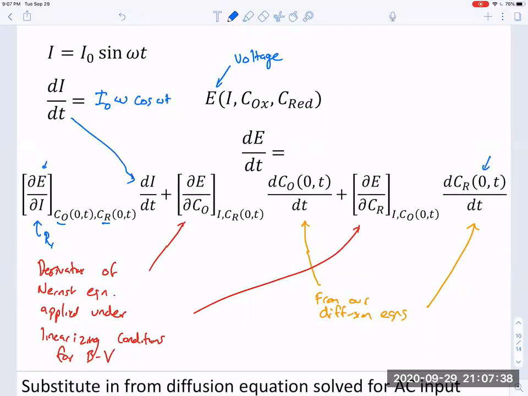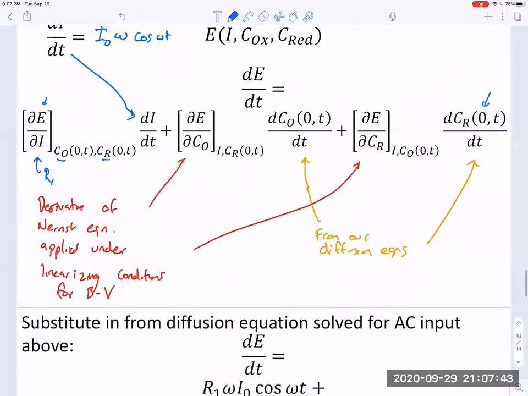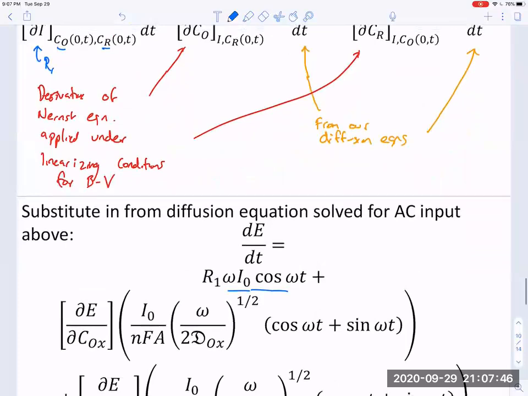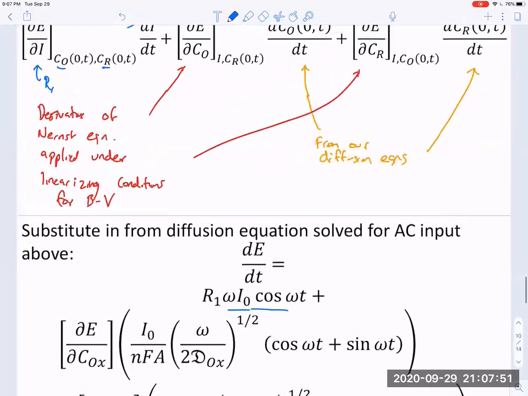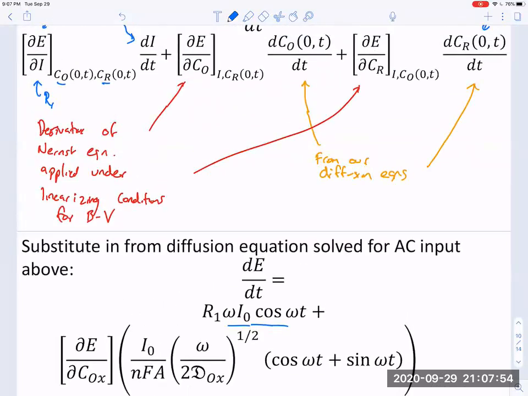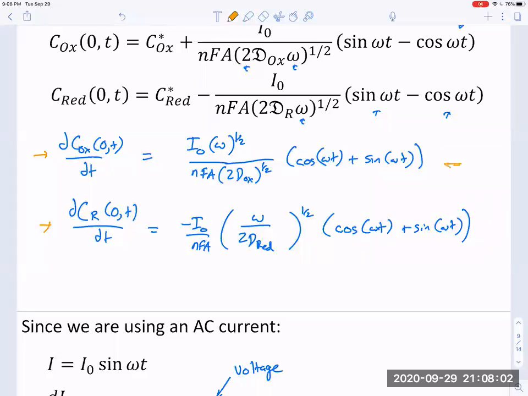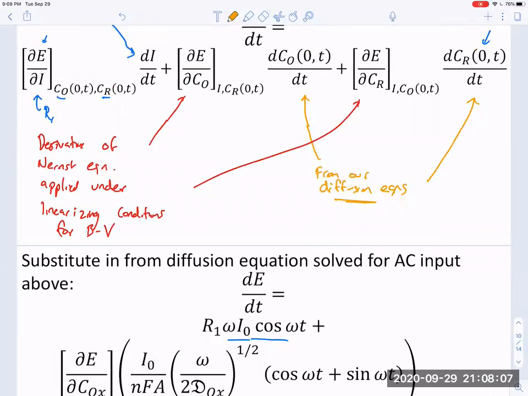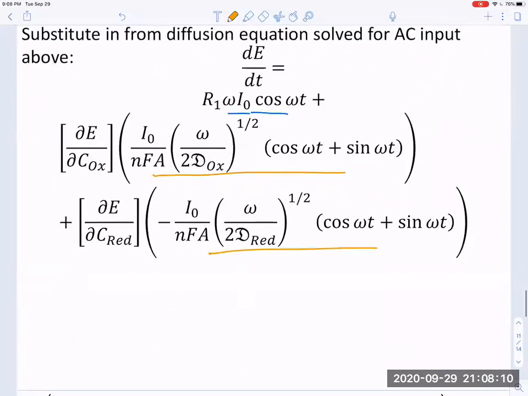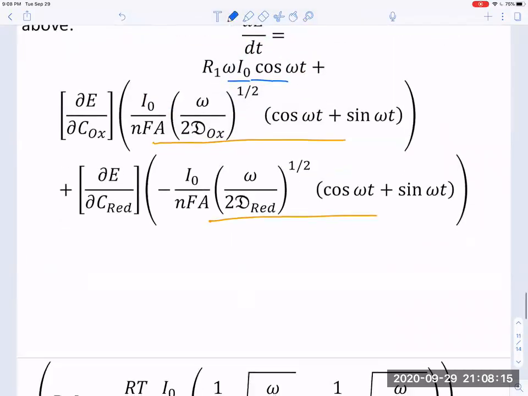is I0 omega cosine omega t, so that's where we get this first little section. Then we have the partial derivative of the E with respect to the oxidized species, the red portion here I haven't done yet, but we do know from our diffusion equations that we can just plug in this term from here, and then this term from the other one for the reduced species concentration. So now just plugging in things here.